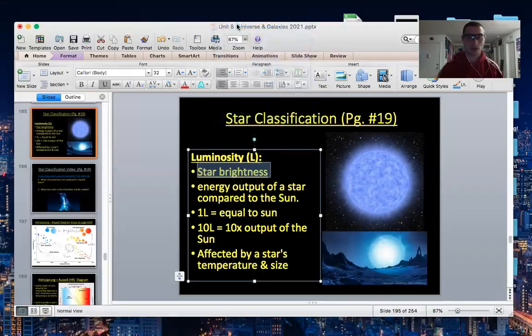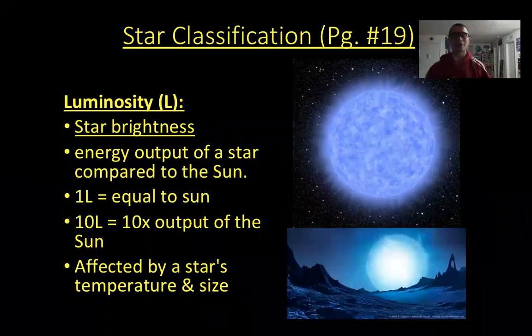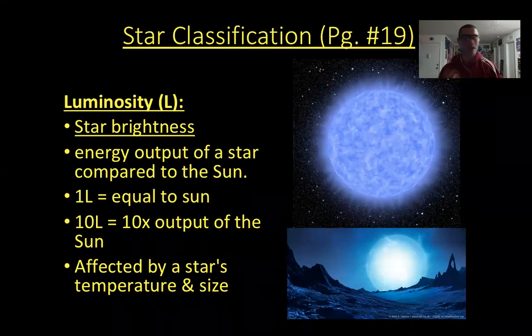All right. So yes, star brightness is the energy output of a star compared to the sun. 1 L is equal to the sun. 10 L is 10 times the output of the sun. And it's affected by a star's temperature as well as the star's size. So again, scientists aren't just looking at the stars from afar. We're looking at their brightness. We're looking at their size. They're measuring things as they look at them, right?